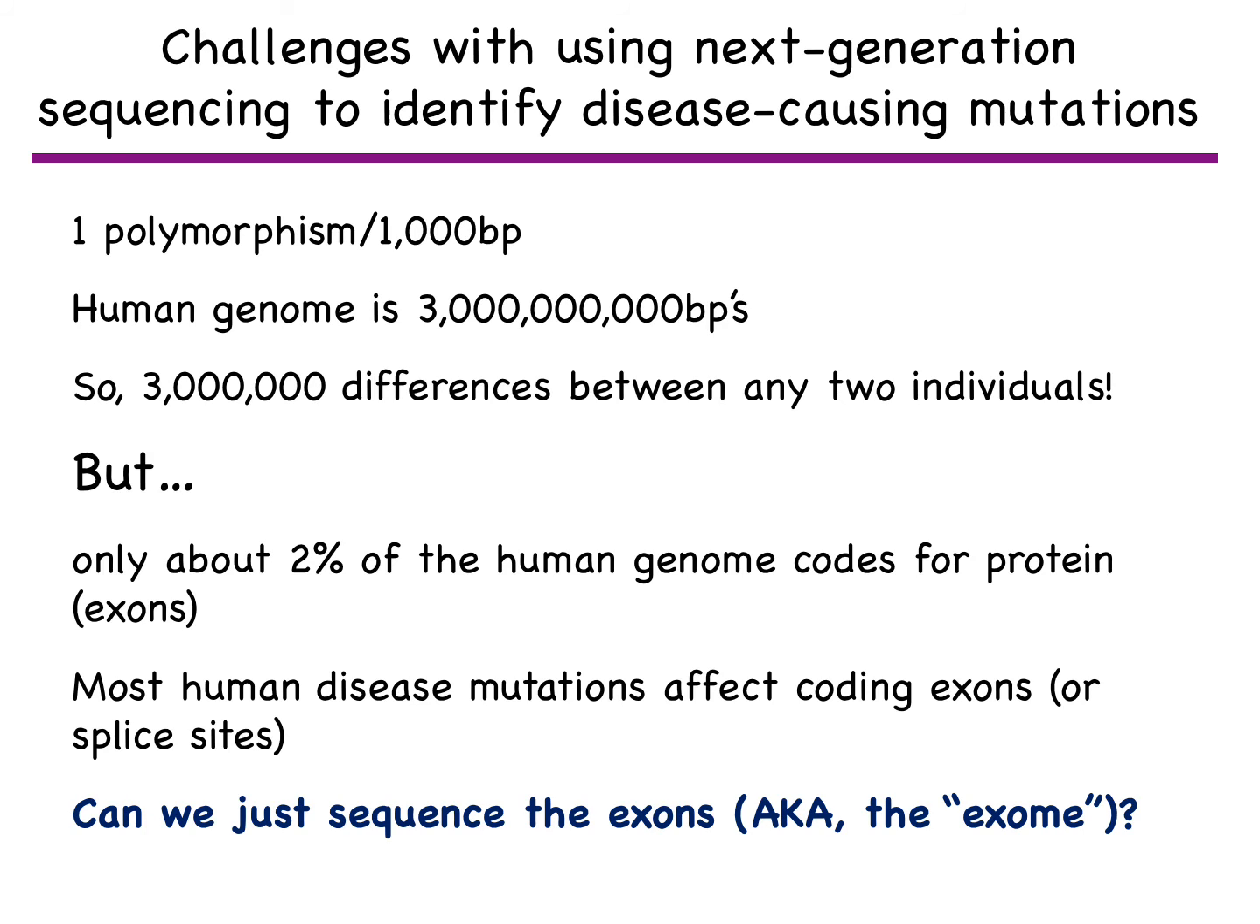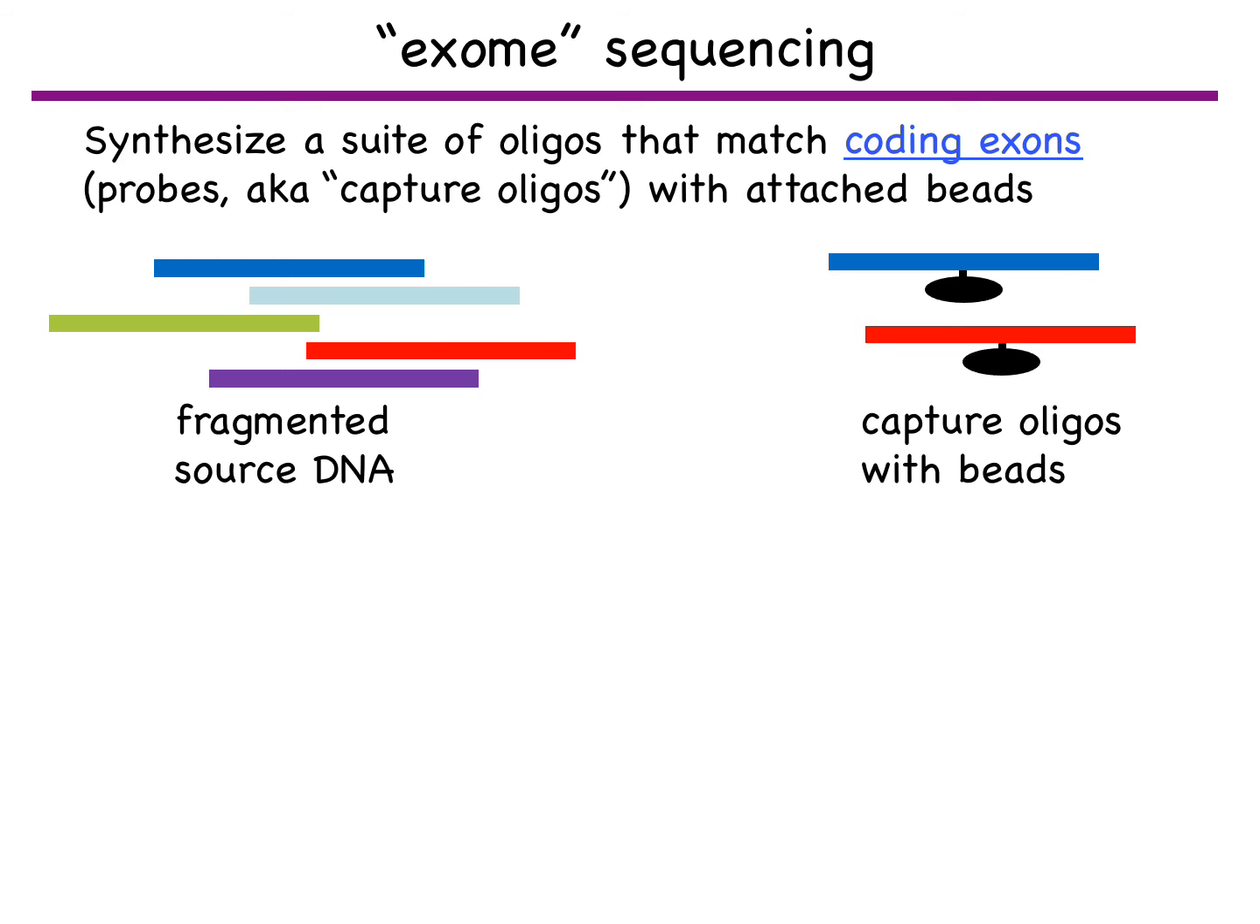So what if we can just sequence the exons? What if we just sequence that part of the genome? This is also known as the exome, the expressed portion of the genome. If we just sequence the exons, then we would only be sequencing 2%, and that would greatly reduce the magnitude of this difficulty of distinguishing the mutation from naturally occurring polymorphisms between any two homologous chromosomes. So is there a way we can do that? The answer is yes, there is a way to do that, and it's called exome sequencing.